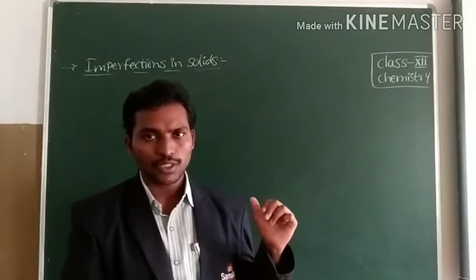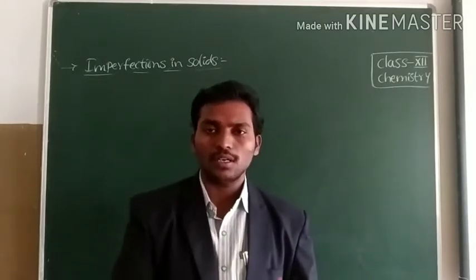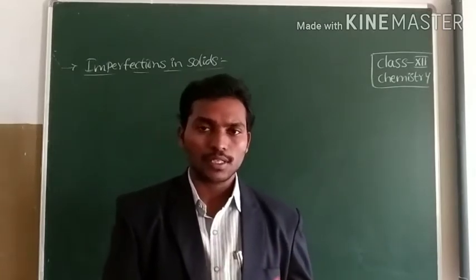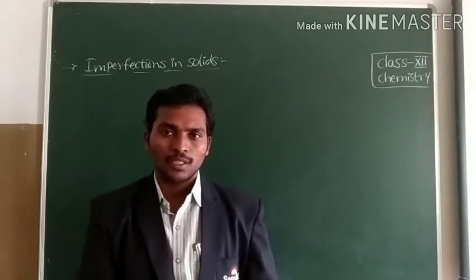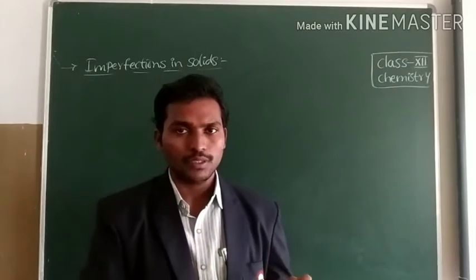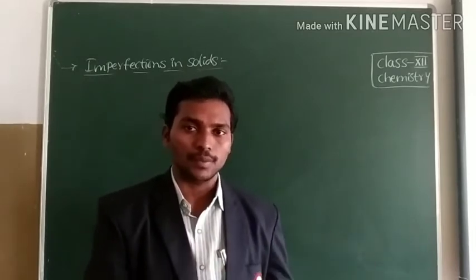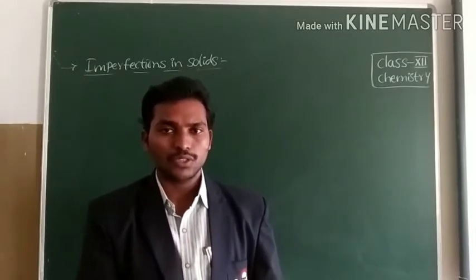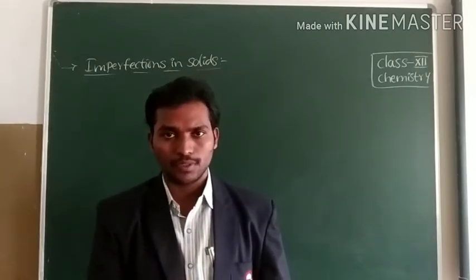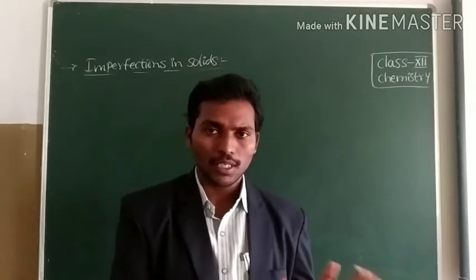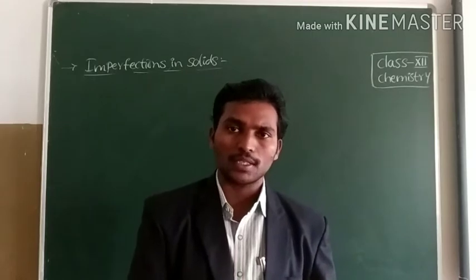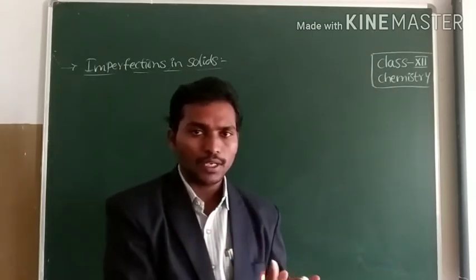In this video, we are talking about imperfections or defects in solids. How can you say that crystalline solids have defects in them? Because during the crystallization process, we might have observed some defects. Those defects are due to the arrangement of constituent particles in the solids, so these are called imperfections in solids. These are broadly classified into two categories: point defects and line defects.